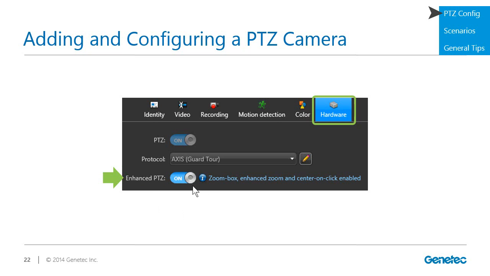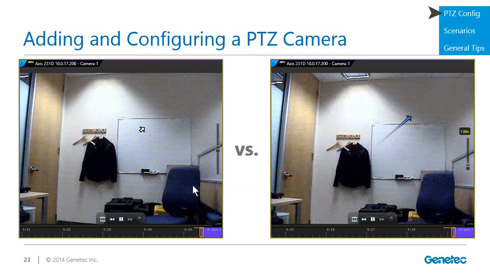With the Enhanced PTZ controls active, the basic PTZ control changes. So instead of having an arrow point around the window to where you'd like to move the PTZ unit, you must click on the center of the image and drag in the direction you want to move the PTZ. The length of the arrow here will basically determine how fast the PTZ will move.